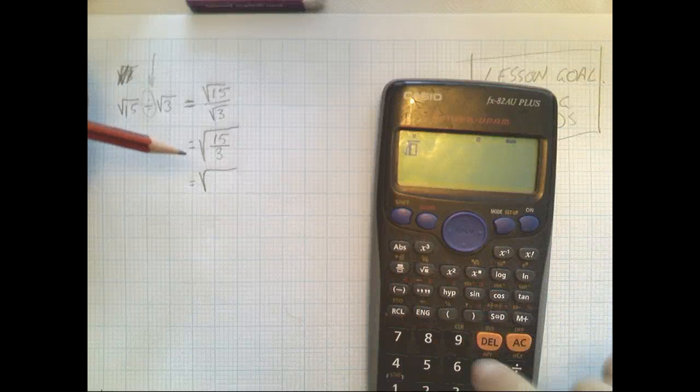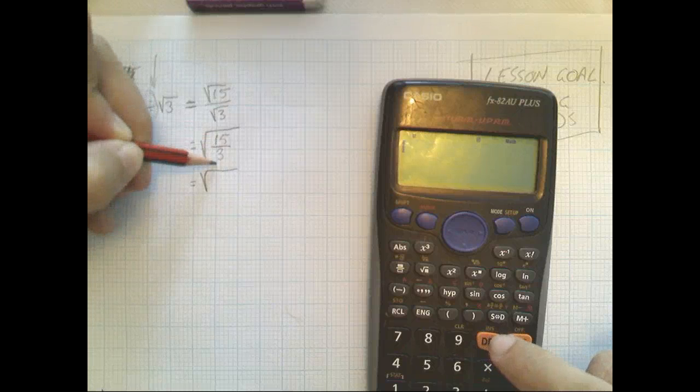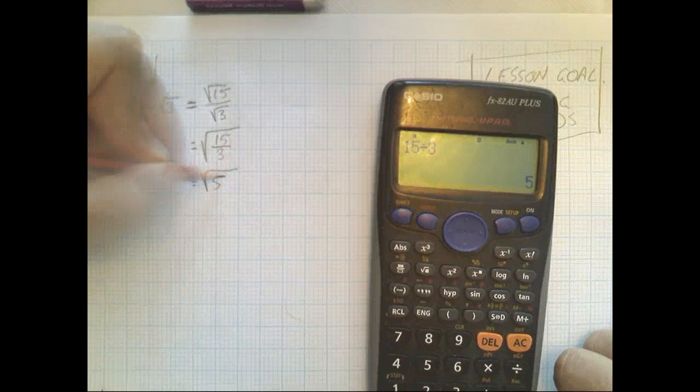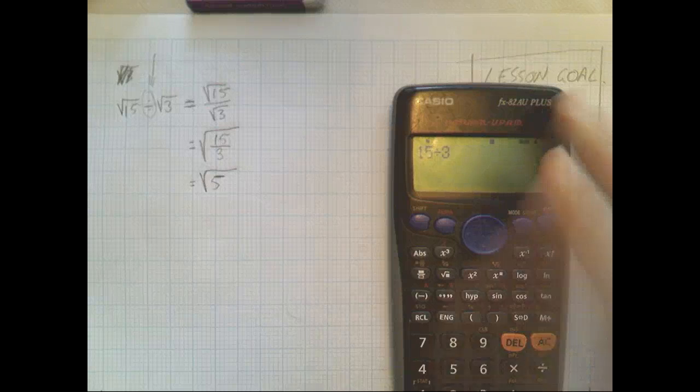Where are we? There's the square root button. Oops, don't use this root button. Let's just work on the fraction. 15 divided by 3 is 5. So square root 5 is the answer. Okay, let's look at another one.